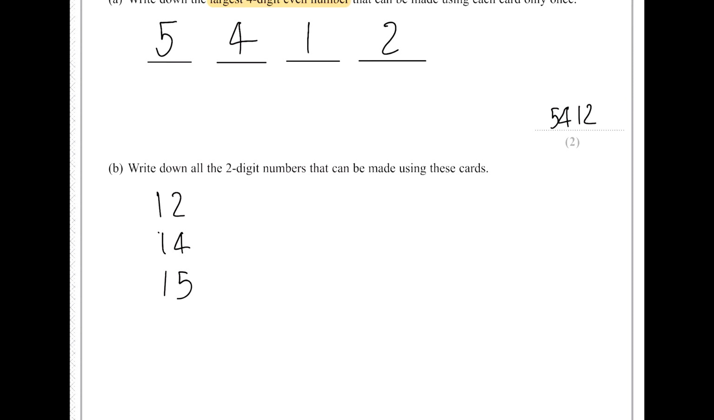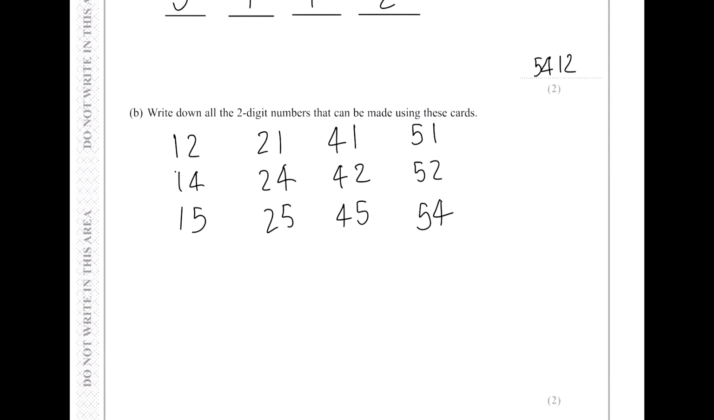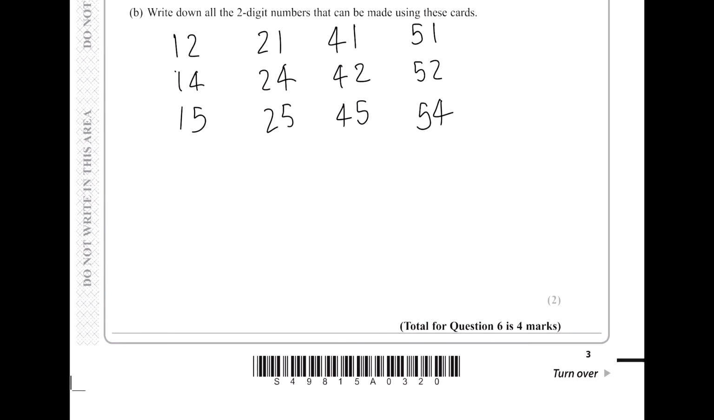Now we do the same by fixing the first digit as 2. So the next one can be 1, next one can be 4, next one can be 5. Now we fix 4 as the first one, so it could be 1, it could be 2, or it can be 5. And now we fix the number 5 as the first digit, so it could be 1, it could be 2, or it can be 4. So as we see, we have 12 numbers altogether.